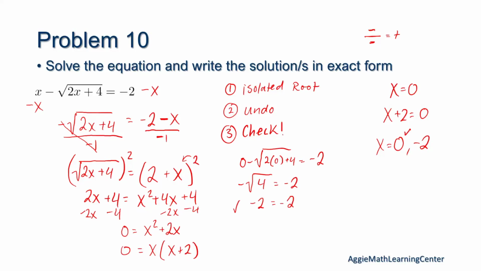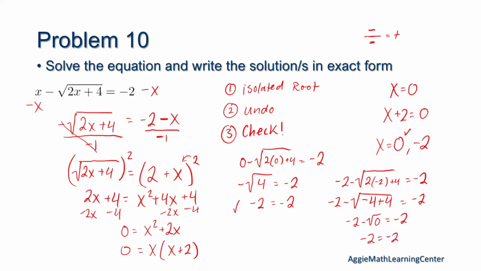Now we've got to check that -2. So -2 minus the square root of 2 times -2 plus 4 equals -2. So that's -2 minus the square root of -4 plus 4 equals -2. So that's 0 in there. That's -2 minus the square root of 0. -2 equals -2. Sweet. So we've double checked -2 also is a good solution. Be sure you're always checking those. In this case, both of them worked out, but you're not guaranteed that.